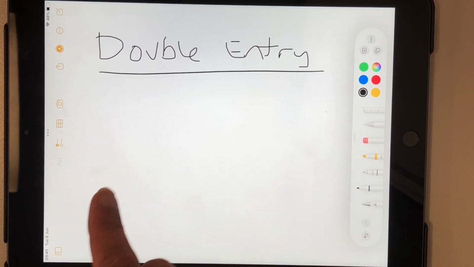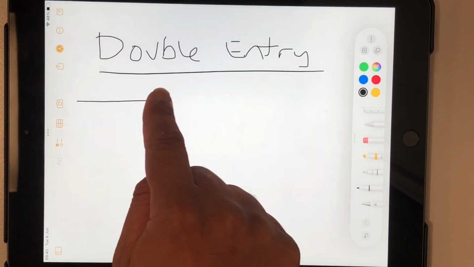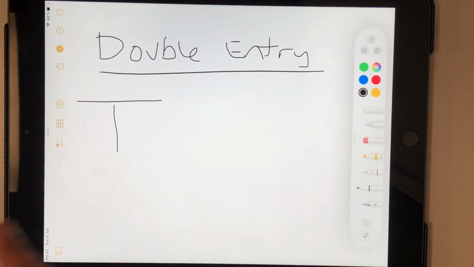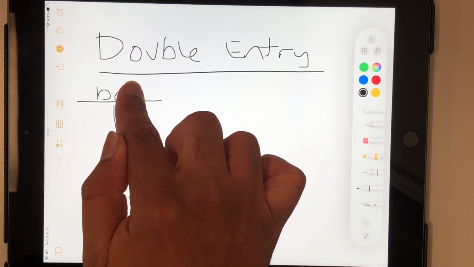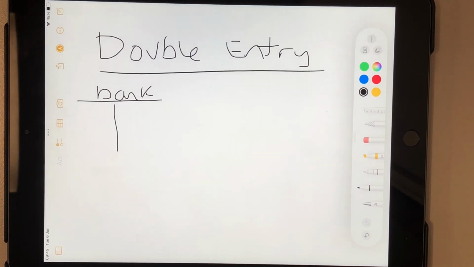Okay, so what we're going to do is we're going to have what we call a T account, and it's called a T account because it looks like the letter T, and we're going to call it bank, and this is our bank account, our business account.